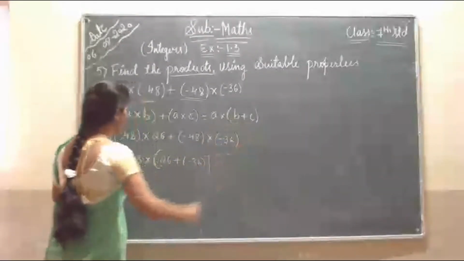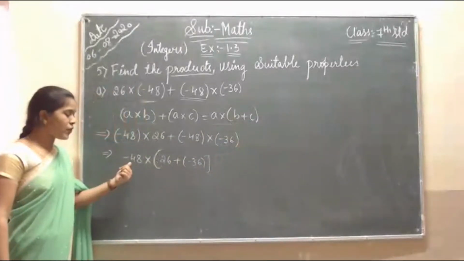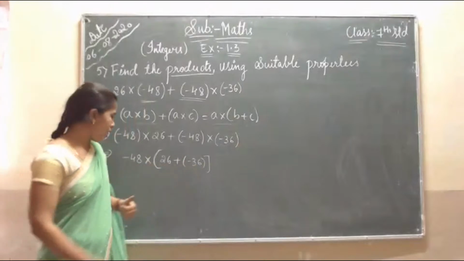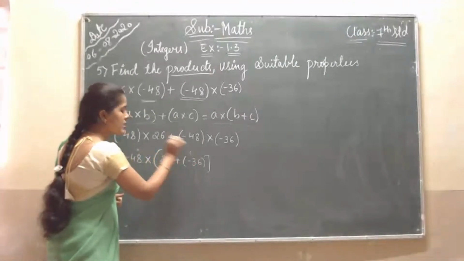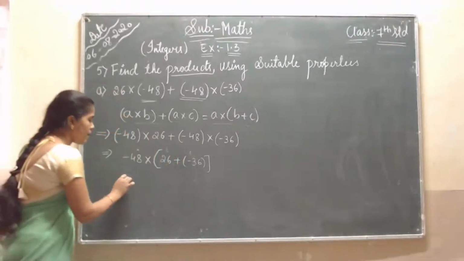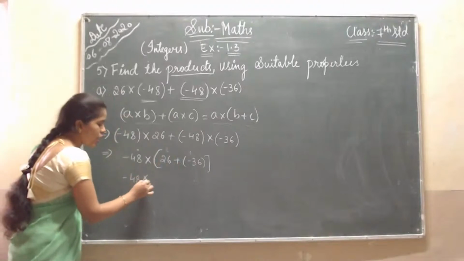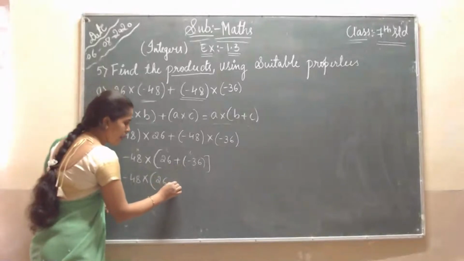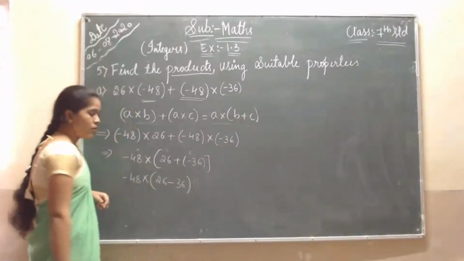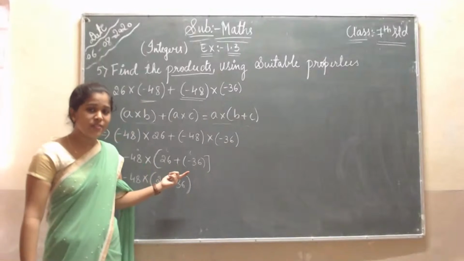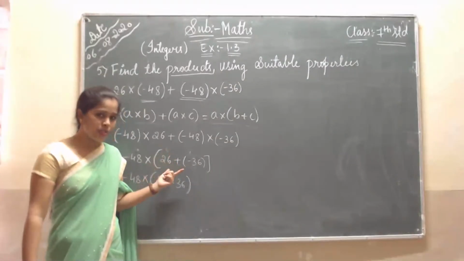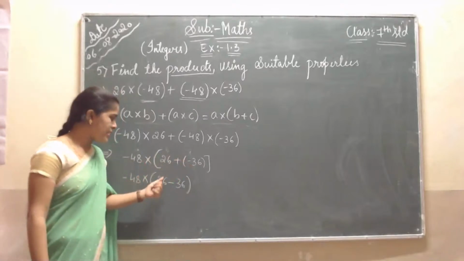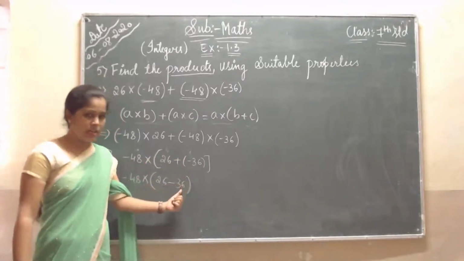We should write in this form. We already wrote. Okay, minus 48 into 26 plus minus 36. This is C. A, B, and C. Now, minus 48 keep as it is, into solve this, 26 plus minus 36. Why are we solving this? Because we already learned BODMAS rules. We should solve the brackets first. Okay, 26 plus minus 36.